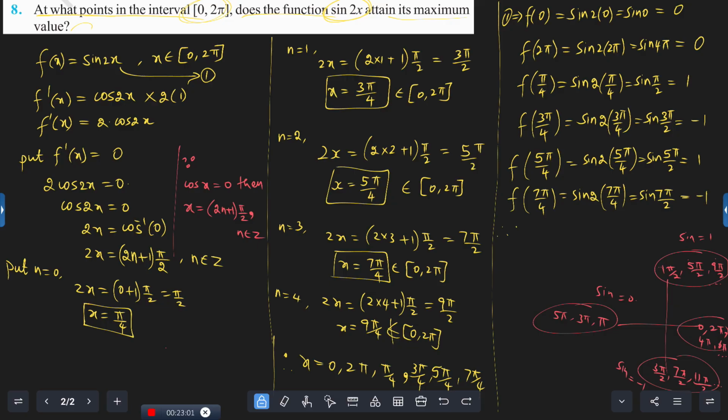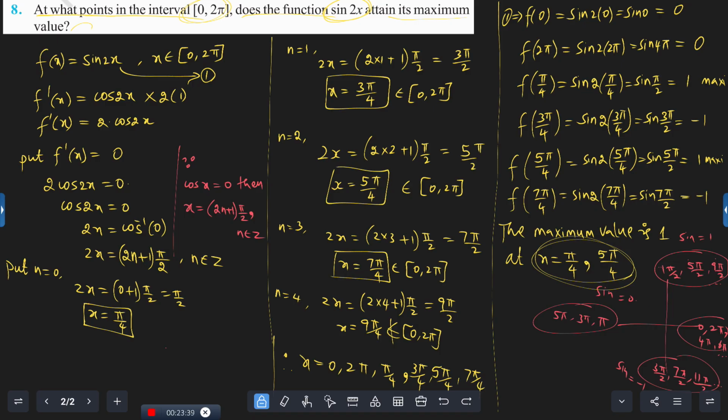So I am writing maximum here. They did not ask for the maximum value; they asked where you got the maximum. Therefore, the maximum value is 1 at x equal to pi by 4 and 5 pi by 4. At which place you get the maximum value is what they asked, so x equal to this is our final answer.